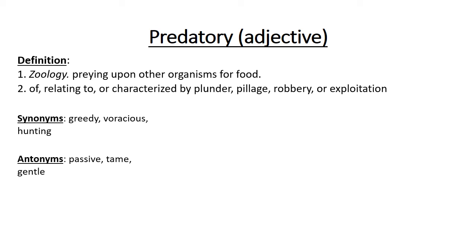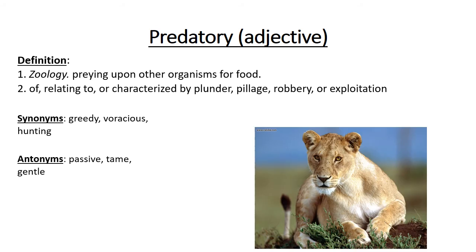So if I got a baby rabbit, I might call it passive or tame or gentle. But if I'm thinking about a large wild cat like a lion or a cheetah or a tiger or a hyena, then I might describe that as predatory, something that is preying upon other organisms. You can hear Twix there claiming that he is not predatory, probably.